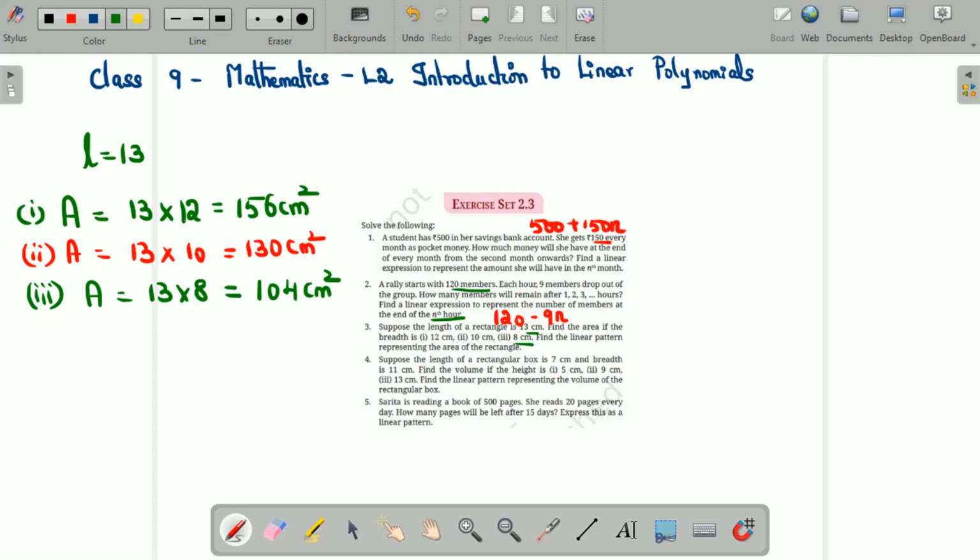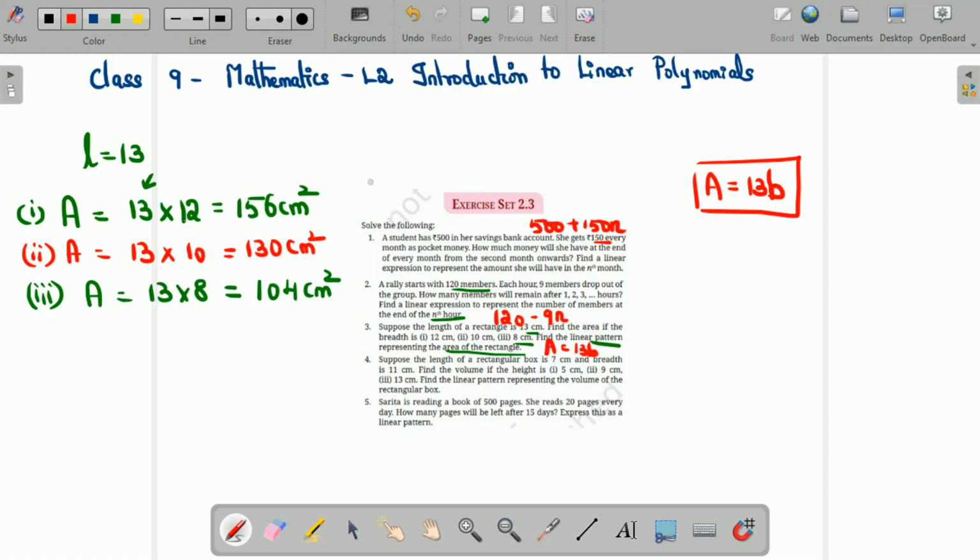We calculated the area. Now they're asking us to find the linear pattern representing the area of this rectangle. See, you remember in every case, the length was fixed as 13. So you can write the area as 13 into the variable quantity, which was the breadth. You can use a variable, I'm using B just to indicate it is a breadth. So the area of this rectangle A is going to be equal to 13B. So we can write that out: A is equal to 13B.